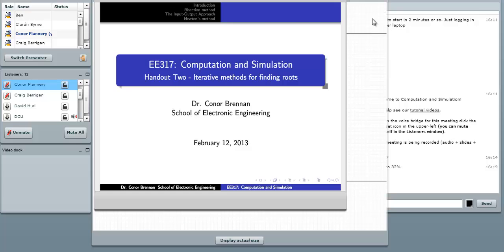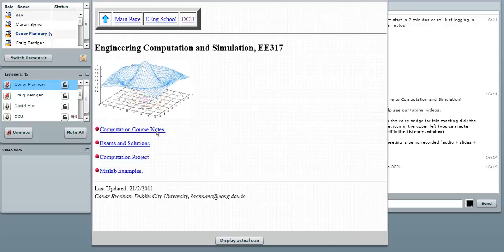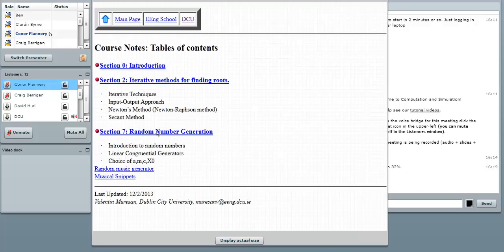You can get computation course notes. I shall be endeavoring to get the notes for the lectures up prior to the actual lectures taking place. That way you can download them, print them out, and scribble on them when I'm talking. I didn't make it much in advance today, but I will try and get them up in advance if I can.